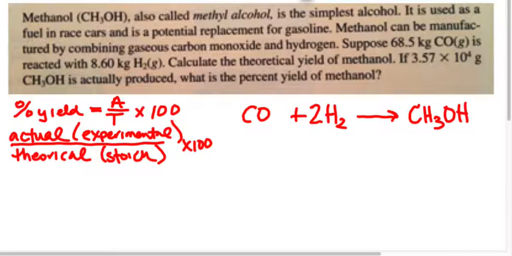Suppose 68.5 kilograms of CO. 68.5 kilograms. How many grams is that? 68,500 grams of CO is mixed or reacted with 8.60 kilograms of hydrogen. So that's 8,600 grams of hydrogen. Calculate the theoretical yield.